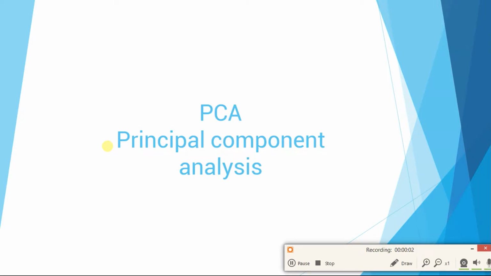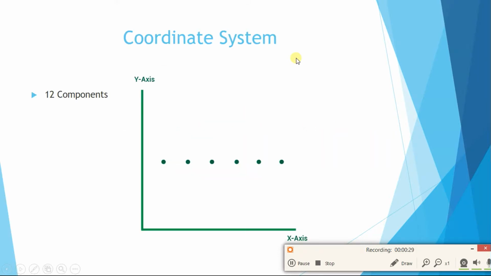Hello guys, in the previous video we saw how face recognition works and why we need to reduce the dimensions of an image before recognizing a face. So in this video I am going to tell what PCA, or principal component analysis, is, and how we can use it to reduce dimensions. Before understanding what PCA is, we have to understand what happens when we reduce dimensions. For that, take a look at this coordinate system example.